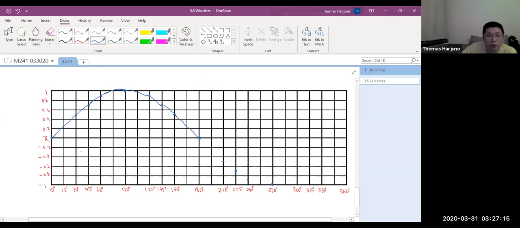So if I continue from here in the third quadrant, it looks like this, and so on and so forth. So the graph of sine will look something like this. This is the graph of sine. Now, here's what I want to do. Everybody, are you with me?